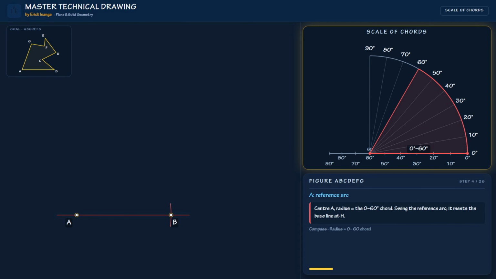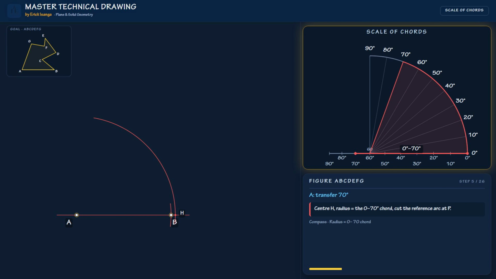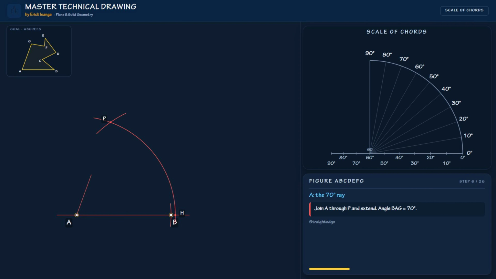Every angle is set out with the scale of chords. With center A, and radius equal to the 0 to 60 degree chord, swing a reference arc across the baseline. Now lift the 0 to 70 degree chord from the scale, and cut the reference arc. This fixes the 70 degree direction at A. Join A through that point. The angle at A is 70 degrees, the direction of side AG.